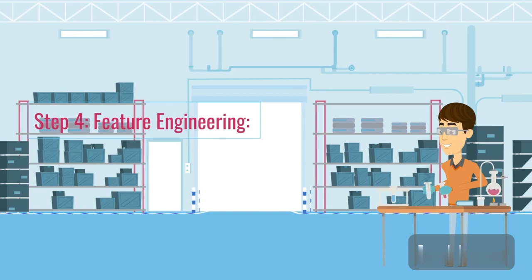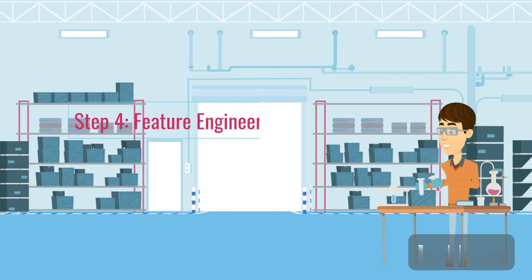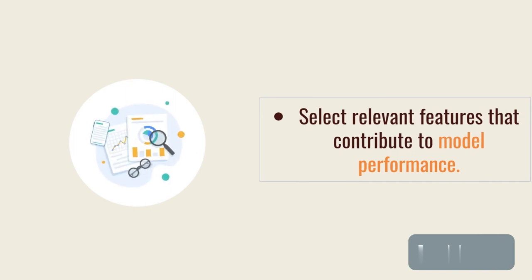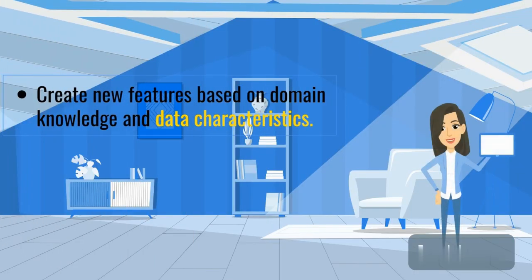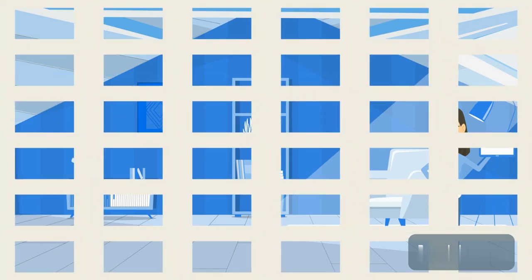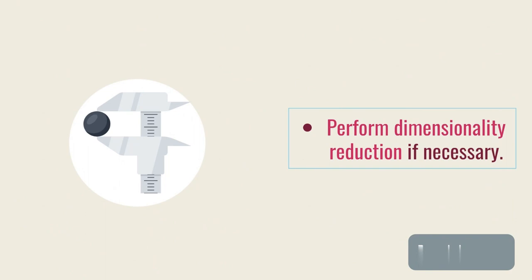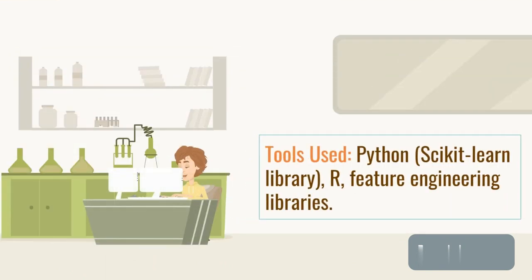Step 4. Feature engineering. Select relevant features that contribute to model performance. Create new features based on domain knowledge and data characteristics. Perform dimensionality reduction if necessary. Tools used: Python, scikit-learn library, R, feature engineering libraries.